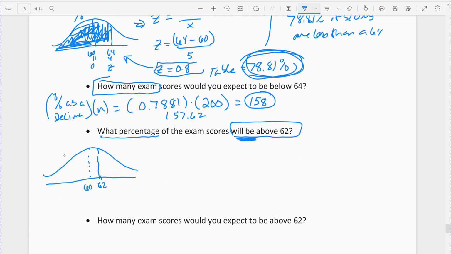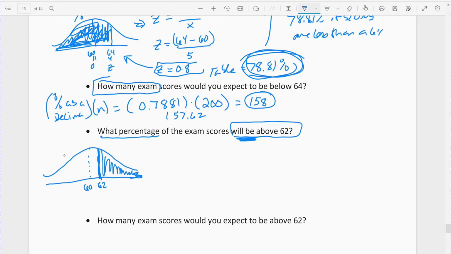So again, I know my z-score should come out between 0 and 1. And it should be close to 50%, right, based on the picture, because the whole first half would be 50%. So it should be somewhere in the less than 50%. So again, it should be somewhere around that.